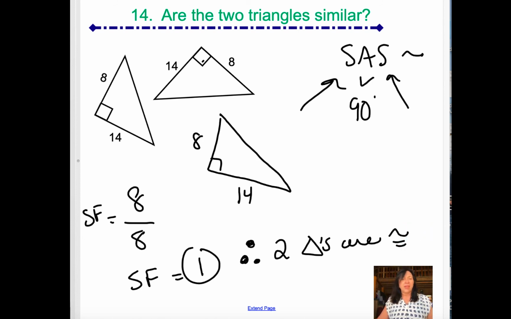That's what that means. If my scale factor is 1 when I compare the 2 sides, 8 is to 8 as 14 is to 14. If that's the case, 14 is to 14, I also get 1. That means that the 2 triangles are similar.